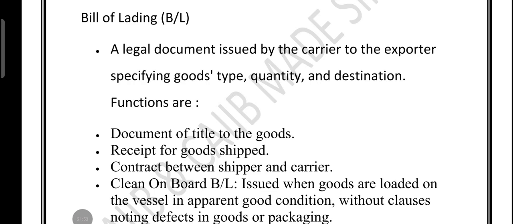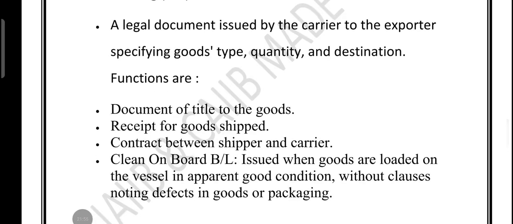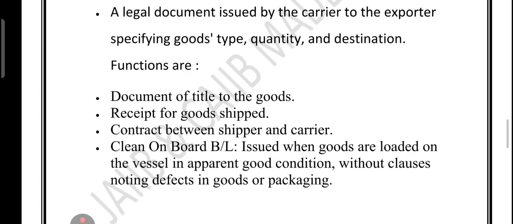So basically, a bill of lading works as a document of title of the goods. Whoever holds it basically holds the goods. It works like a receipt, meaning proof that the goods were loaded. It works like a contract.